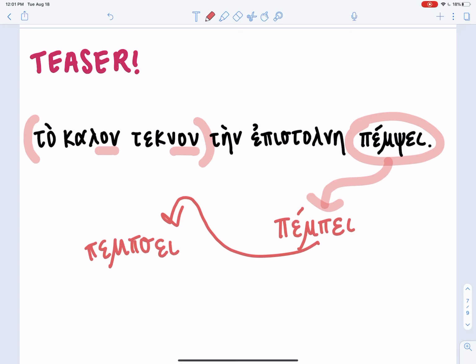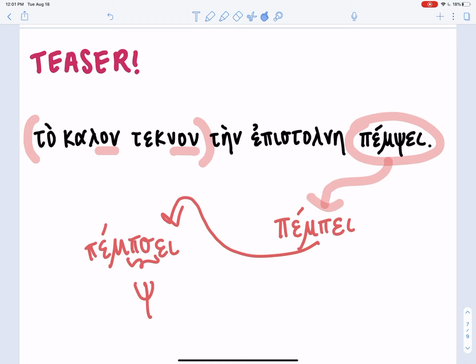this is just a quick little future refresher. We always add the sigma, and when sigma combines with pi, we replace both letters with a psi. And your accent still follows the same rules we learned in lesson 2. So that's all with that verb. We figured out that it's third person singular, future active, indicative of pempo, which means to send.